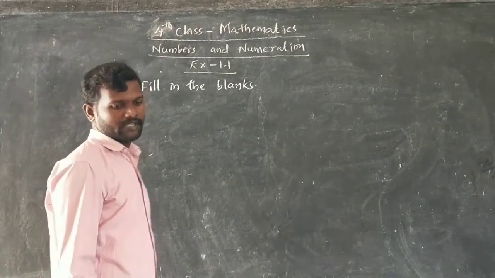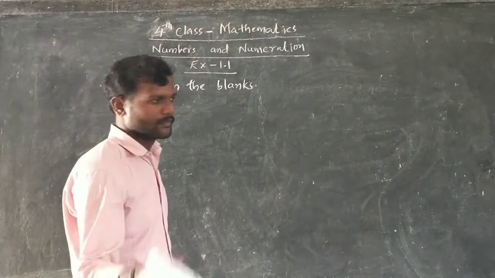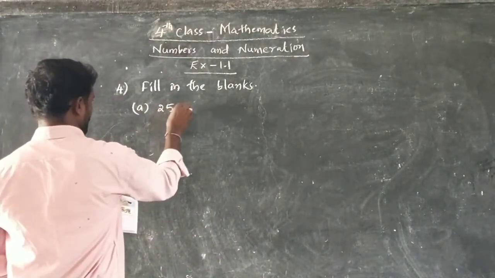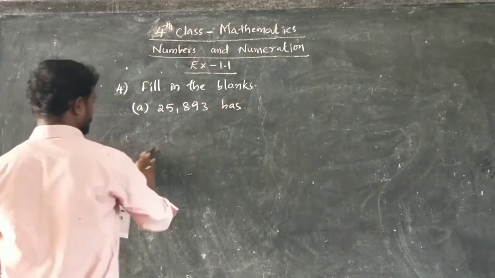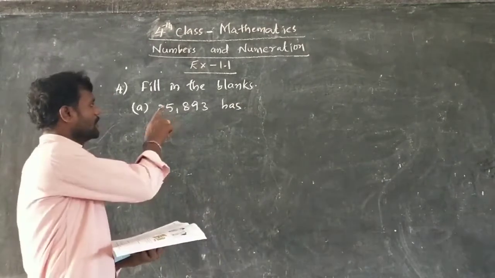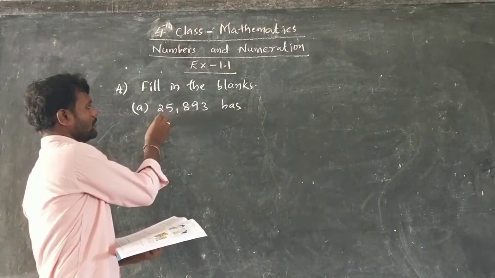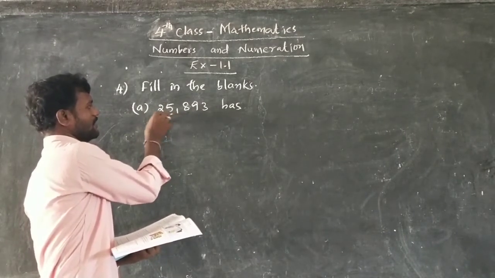Okay. First one, A. 25,893 has. First, what is this number? Ones, tens, hundreds, thousand, 10,000. So 2 is in 10,000s, 5 is in thousands.